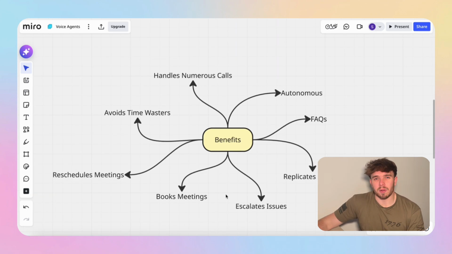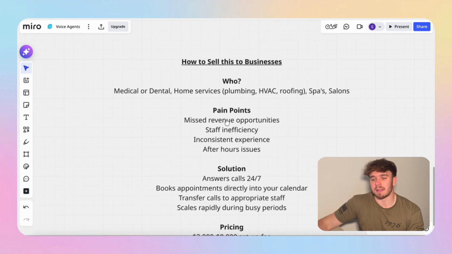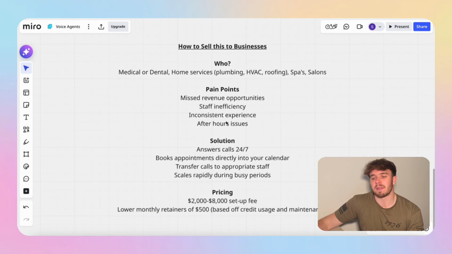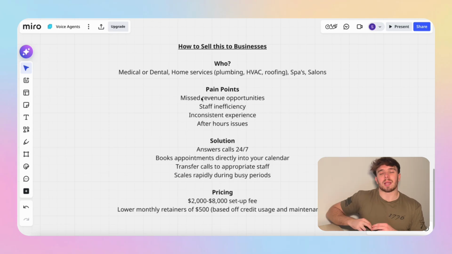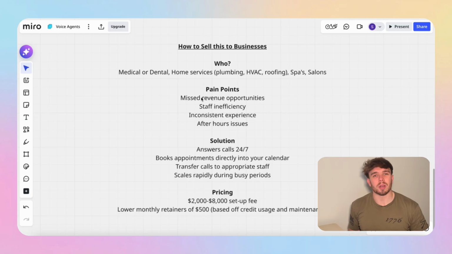So now we've gone over the actual voice agent itself and the benefits it gives. I've created this, which is essentially going to give you a bit of extra legwork and information on what to do once you've created your voice agent. So think about AI receptionists, for example. Who are you going to be selling this to?